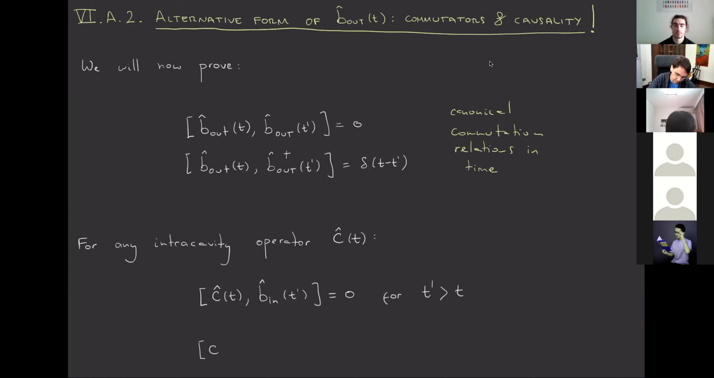of the cavity. And similarly, we are going to prove that the commutator with the output operators, it doesn't matter if we have the output operator or the dagger, and the same for the input. So either B or B dagger, doesn't matter, because this is for any intracavity operator. Then this is 0 when the output operator is in the past. And this is called causality.